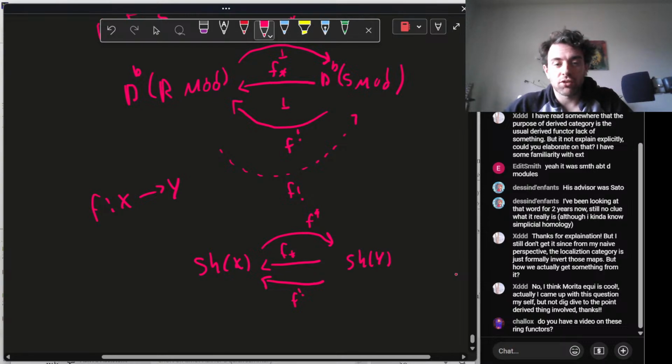Anyways, the same thing happens on this level. Actually, sometimes F lower shriek can exist on the level of sheaves.